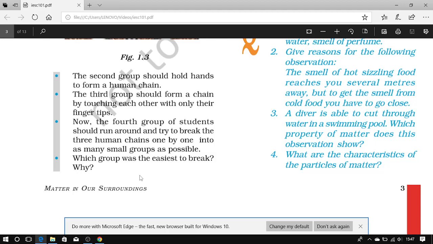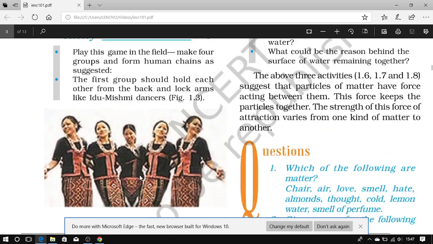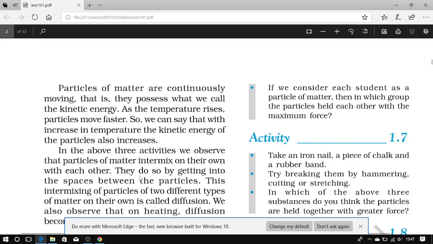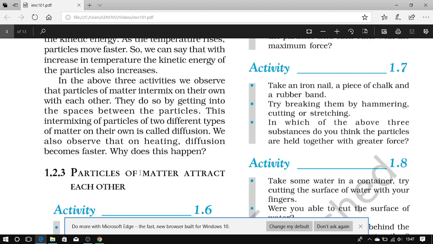Which group was the easiest to break and why? The last group is easily broken, because with only fingertip touch the chain breaks. In the first group, they are very strongly attached to each other, with a very strong bond, so we can't break it. Next, if we consider each student as a particle of matter, then in which group do the particles hold each other with the maximum force? Maximum force in the first.